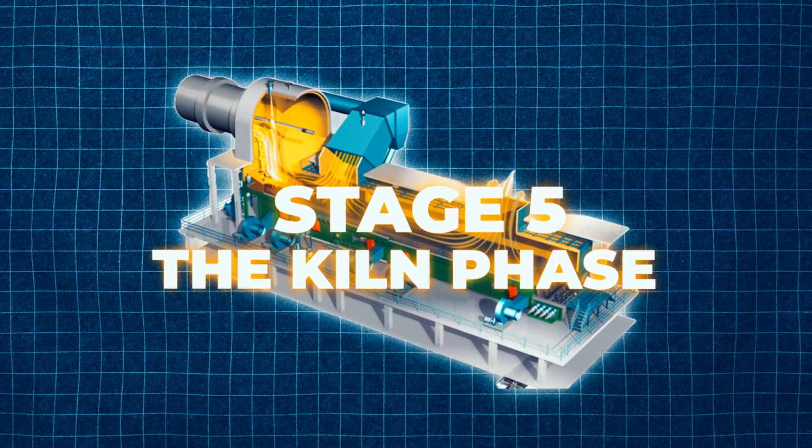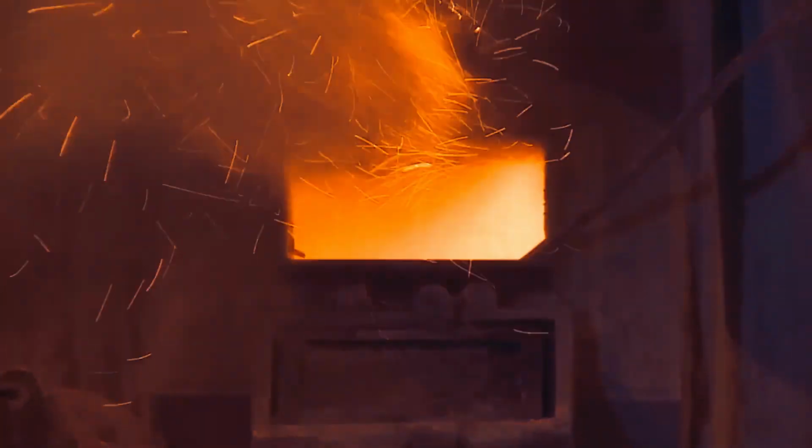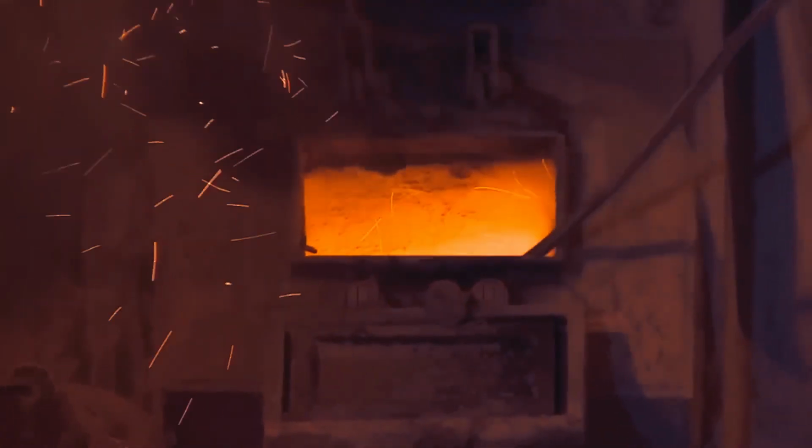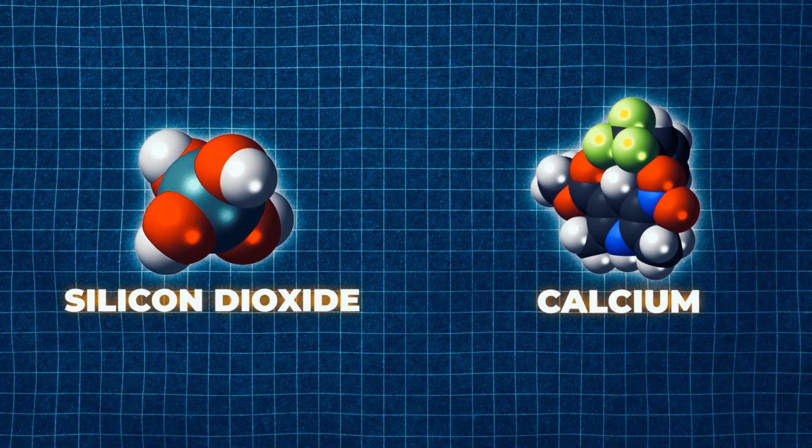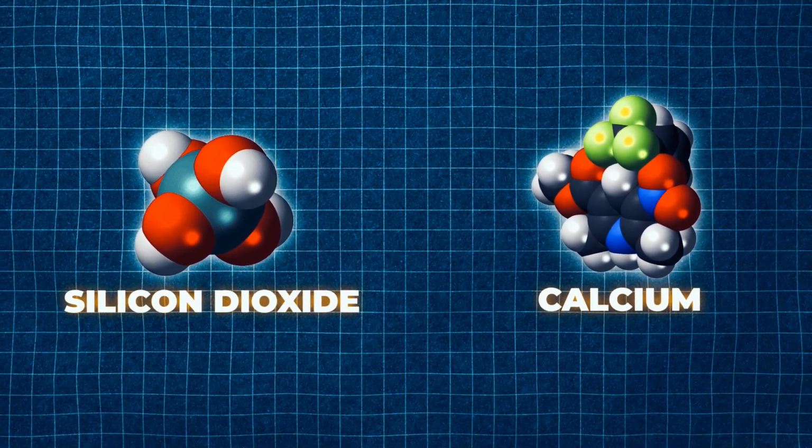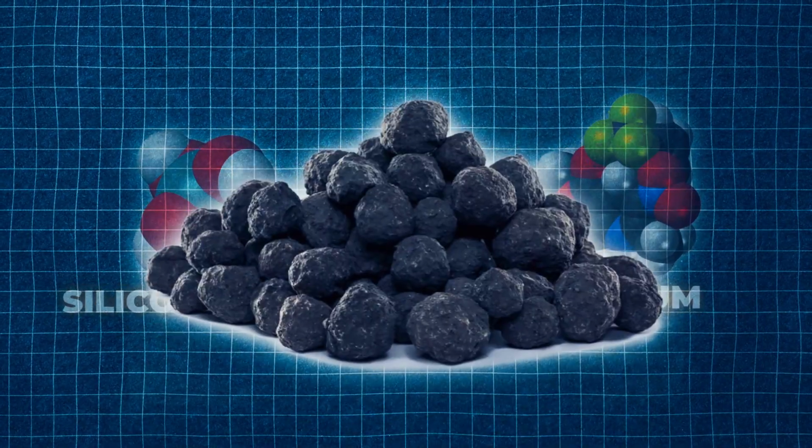Stage 5. The kiln phase. The most important part of the process of making cement is the kiln phase. By reacting with calcium and silicon dioxide molecules in a number of steps, clinker is made from the raw mix. While the process is complicated, the following events can be put in order of how clinker is made.